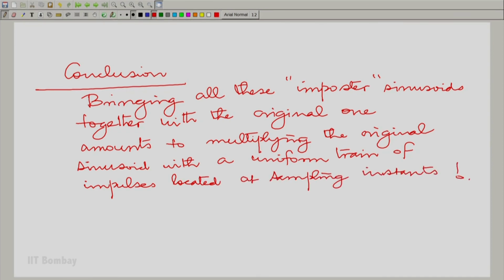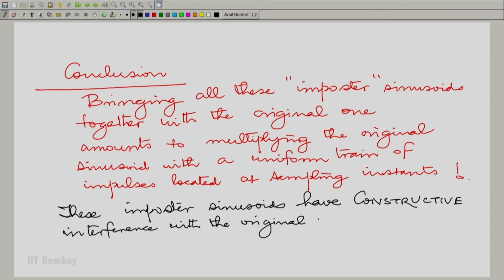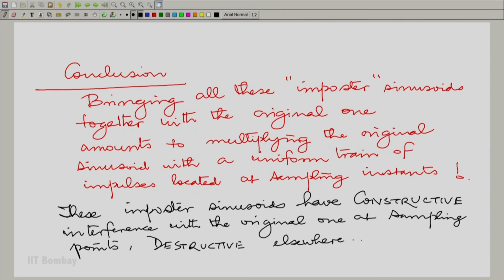In fact, what it also says, directly or indirectly, is that these imposter sinusoids, what we conclude here, is that these sinusoids have a constructive interference at the points of sampling and destructive elsewhere. An important conclusion. We have more to do with this in the next session.